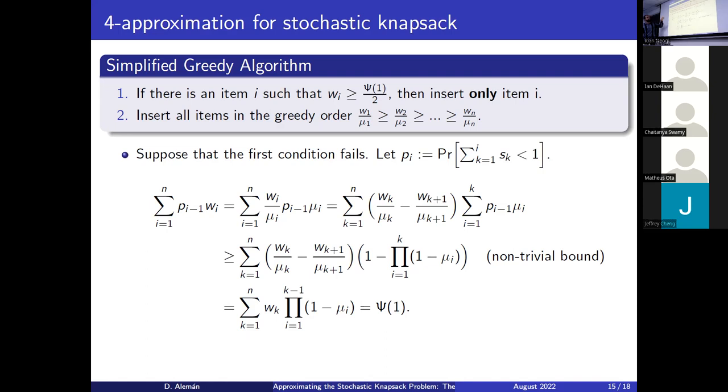What we are going to show here, I should have mentioned, is that the expected value of the solution computed by the simplified greedy algorithm is at most C of 1/2. So if the first condition is met, then the result follows. But now let's assume that the first condition fails. Define p i as the probability that the sum of the sizes s k, for k between 1 and i, is less than 1. That is equal to the probability that the first i items fit given this greedy insertion. The crucial quantity that we need to bound is this summation over here.